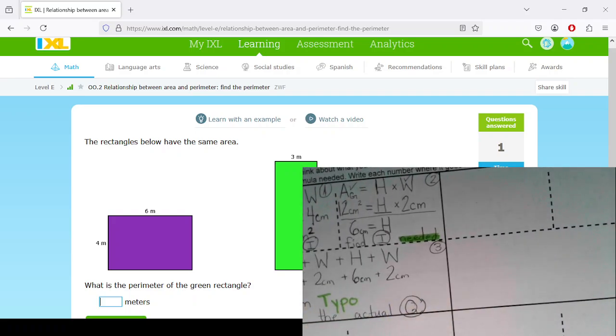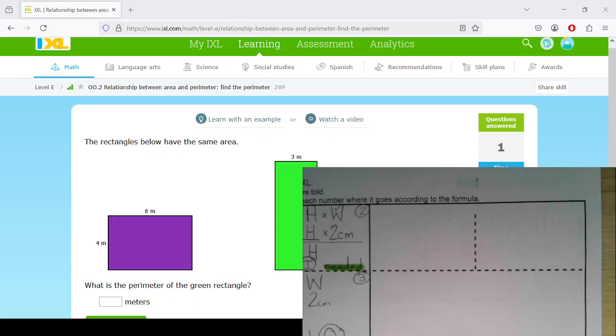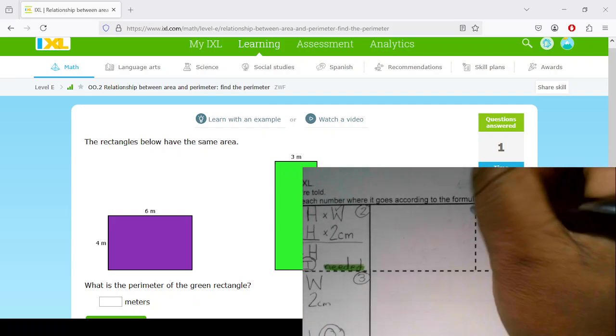It's not about being perfect. Remember, it does not have to be perfect to be good. Okay? We improve on purpose. I'm going to keep reading carefully, and I'm going to keep thinking about what I'm told. I'm going to keep writing and saying the formula that I need. And I'm going to write each number where it goes according to the formula.